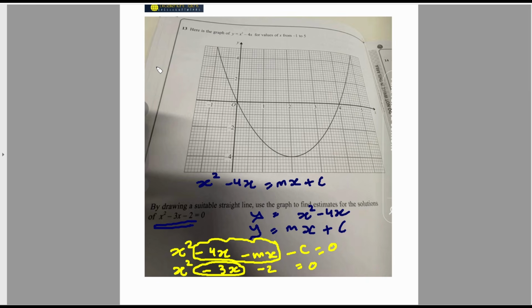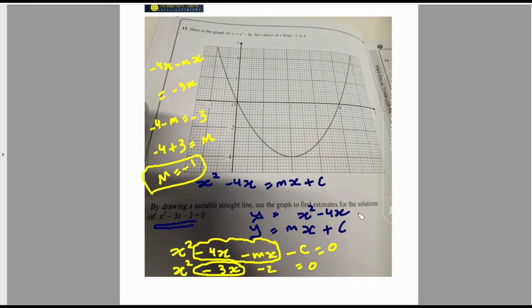So if I write here, it's going to be minus 4x minus mx equal to minus 3x. Rearrange this to find m, so cancel all x's. So you get minus 4 minus m equal minus 3. Add 3 to this side and add m to the other side. So m is minus 1. Now you can see here that minus c is the same as minus 2, so c is 2.